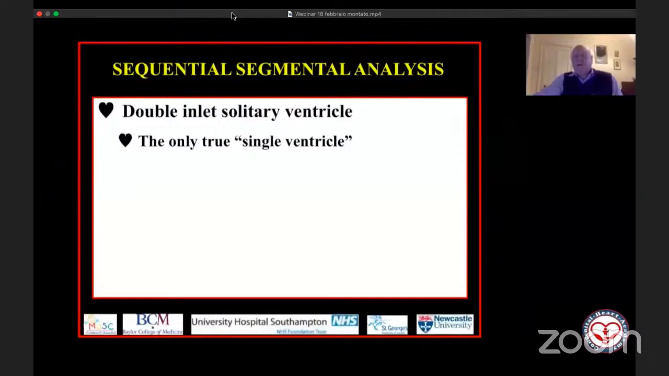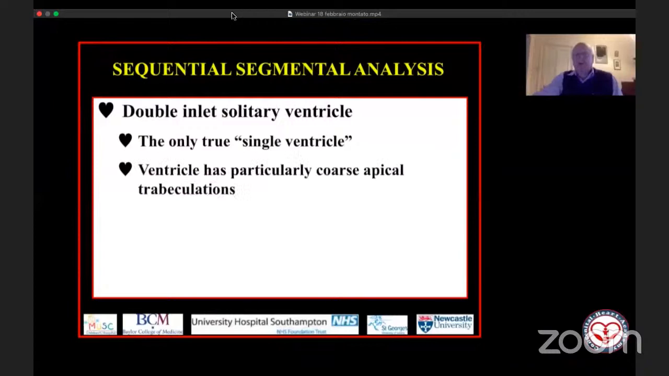So almost always, as you've seen, we have either double inlet left or double inlet right ventricle. But exceedingly rarely, we can find double inlet to a solitary ventricle. And this is the only true single ventricle. The ventricle itself has very coarse apical trabeculations. On occasion, it can be very difficult to distinguish whether it is a right ventricle or a left or an indeterminate ventricle. The answer is find the second chamber if you can.